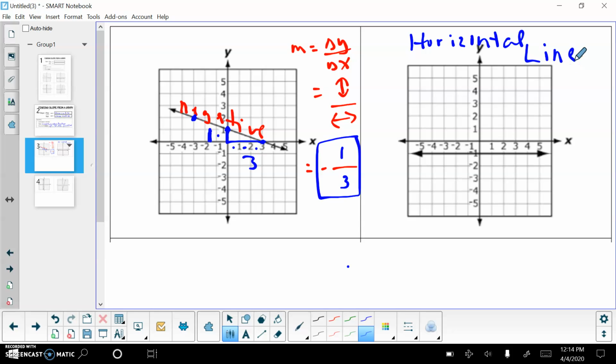And a horizontal line has no rise. Remember, the rise number goes on the top. So from one point to the next, I can pick any 2 points I want. So I'm just going to pick those 2 points. It doesn't go up or down, so I'm going to put that the rise number is 0.